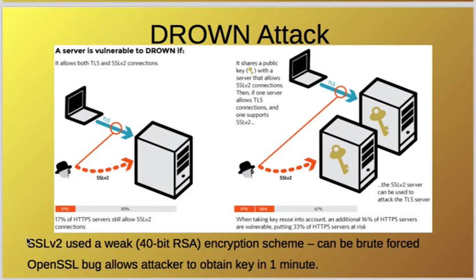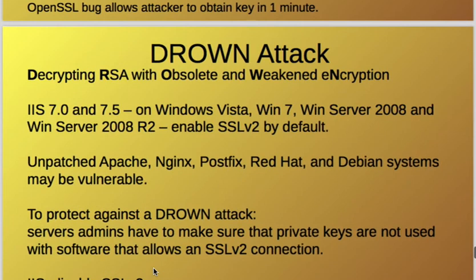So SSL v2, what was the problem there? It used a weak 40-bit RSA encryption scheme. We'll talk about what all these things mean, the 40 bits and the RSA and all of that. And it turns out that this can be brute forced. So this bug allows attackers to obtain a key in about a minute. In 1 minute, they can brute force and find a key by just randomly trying different combinations. Okay, so what is DROWN?